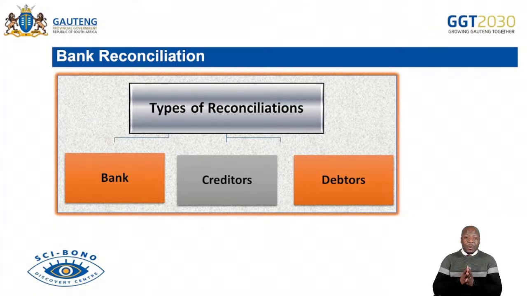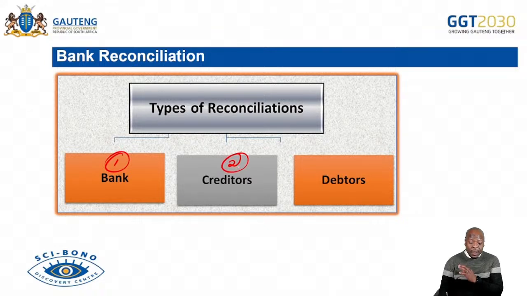When we talk about reconciliations, there are three different types of reconciliations. The first one is your bank reconciliation. The second one is your creditors reconciliation. And lastly, we're going to do the debtors recon. In these classes, I'm going to touch all three recons. As I said earlier, today I'm going to start with the bank reconciliation.